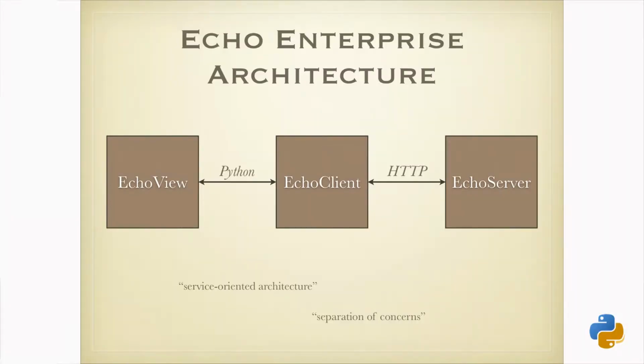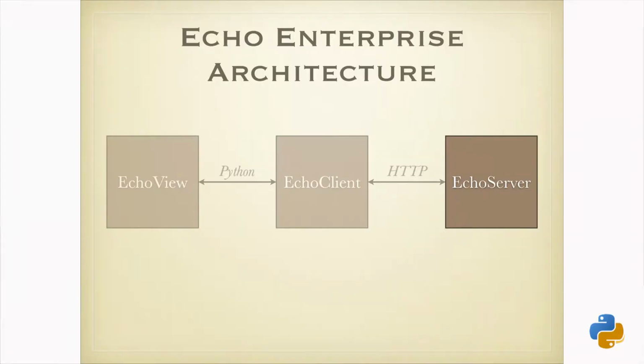OK, so this is our enterprise Echo application architecture. So we've got 3 separate components, an Echo server. So that's an external service. And we talk to that using HTTP with an Echo client. So we can think of that as a Python API or library. And then we have an Echo view, which could be our Python application that uses the Python Echo client library to deliver the actual application code. So to start off, let's have a look at the Echo server.